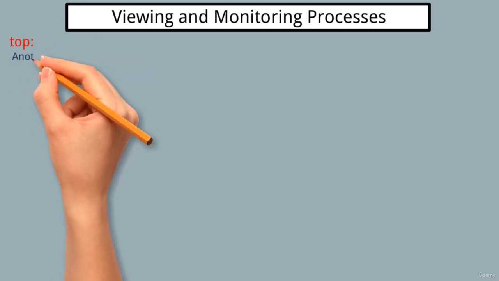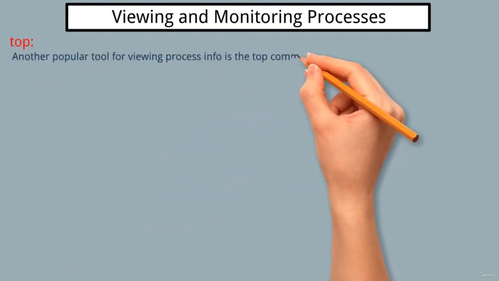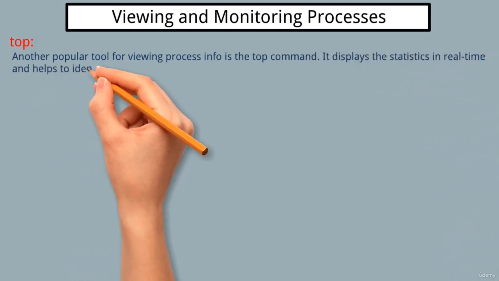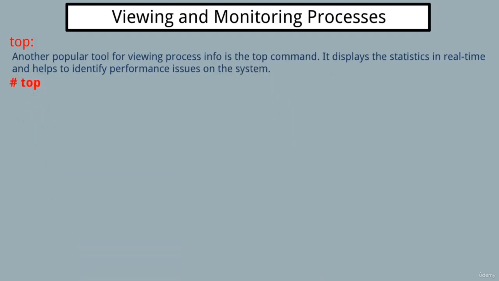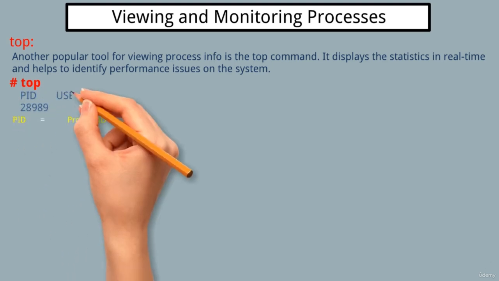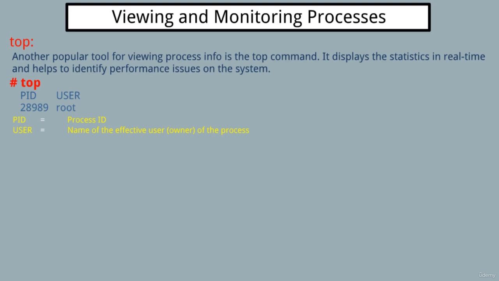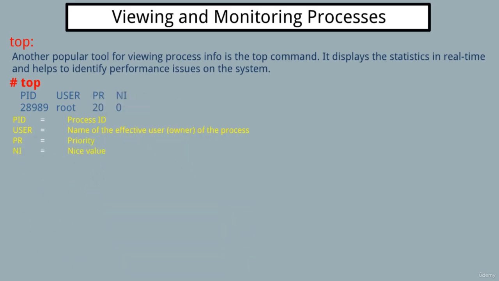The top command. Another popular tool for viewing process info is the top command. It displays the statistics in real time and helps to identify performance issues on the system. When you run the top command, this is what you see on your screen. For example, PID; USER, that's the name of the effective user who owns the process; PR is for priority; NI is the nice value that sets the priority.